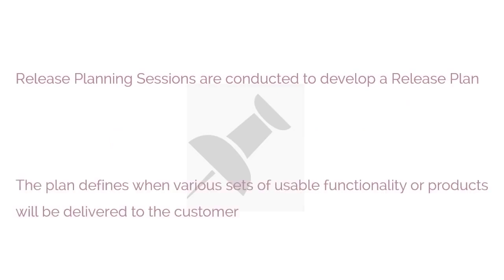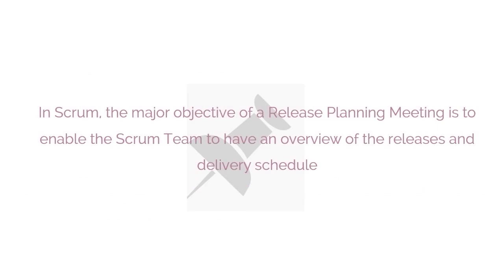Release planning sessions are conducted to develop a release plan. The plan defines when various sets of usable functionality or products will be delivered to the customer. In Scrum, the major objective of Release Planning Meeting is to enable the Scrum team to have an overview of the releases and delivery schedule for the product they are developing so that they can align with the expectations of the product owner and relevant business stakeholders, primarily the project sponsor.